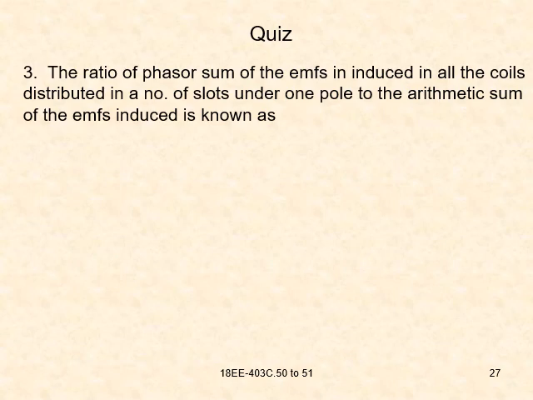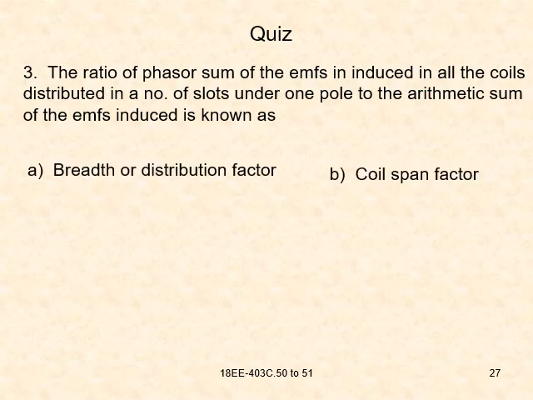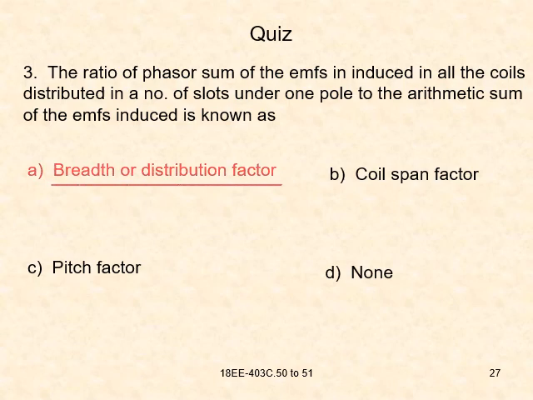Next one, the ratio of the phasor sum of the EMFs induced in all the coils distributed in a number of slots under one pole to the arithmetic sum of the EMFs induced is known as the phasor sum by arithmetic sum of the EMFs, that is called the distribution factor. That's it. See, distribution factor.